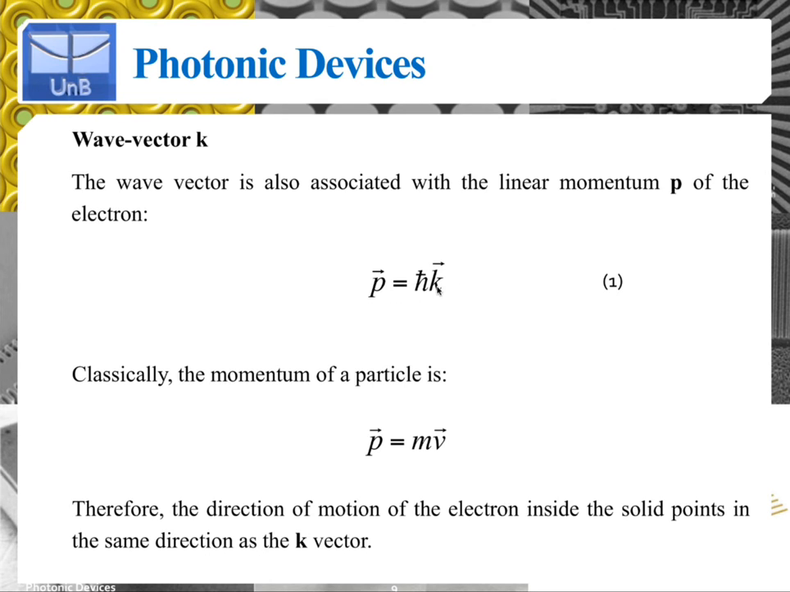If we recall that in classical mechanics, the momentum of a particle p is equal to the mass times the velocity of the particle, this is the analog to momentum when we're talking about electrons moving inside the crystal lattice. Therefore, the direction of motion of the electron inside the solid points in the same direction as the k vector. These two vectors will be pointing in the same direction since h bar is simply a constant.